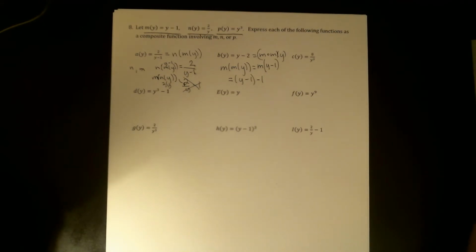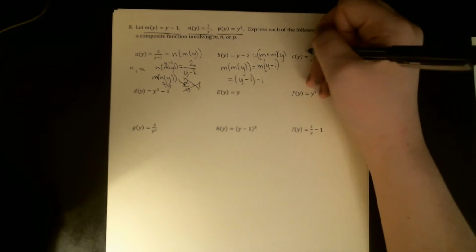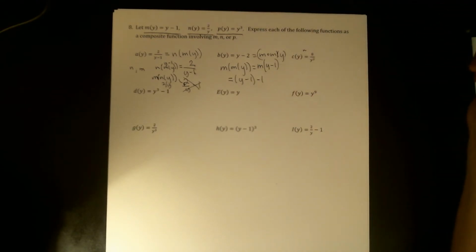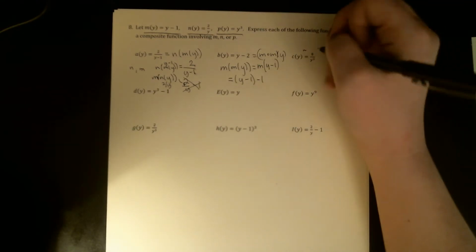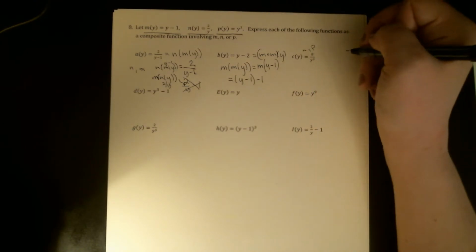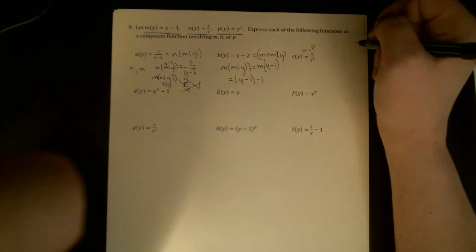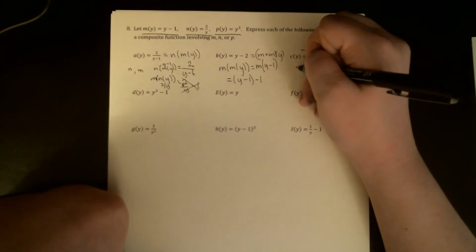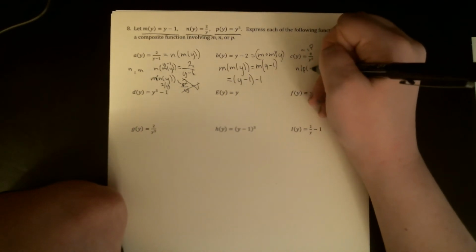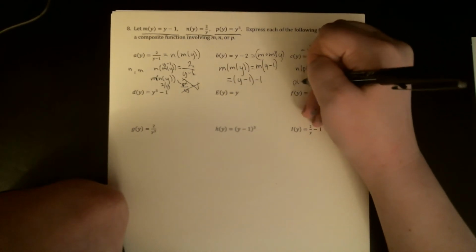Okay, C. C has a y in the denominator, so I'm thinking I want to use an n to get that y in the bottom. And it also has a cube, so I'm thinking I want to use a p. So again, this can just come down to a little bit of trial and error. Do you want n of p or p of n?